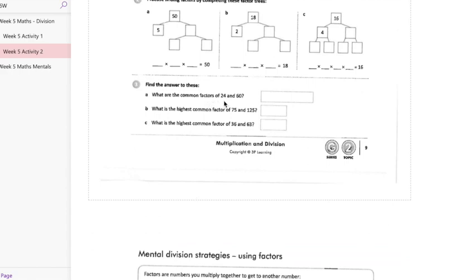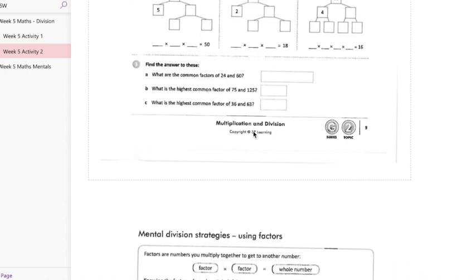What are some common factors of 24 and 60? Now remember, a common factor is any number that is used as a factor for both the numbers 24 and 60. Not one that is only used in 24 and only used in 60. For an example, the number 10. 10 would be used in the factors of 60. However, it would not be used for 24. So it is not a common factor. We are looking at the common factors. Also, the highest common factor. So what is the highest common factor of 75 and 125, 36 and 63?